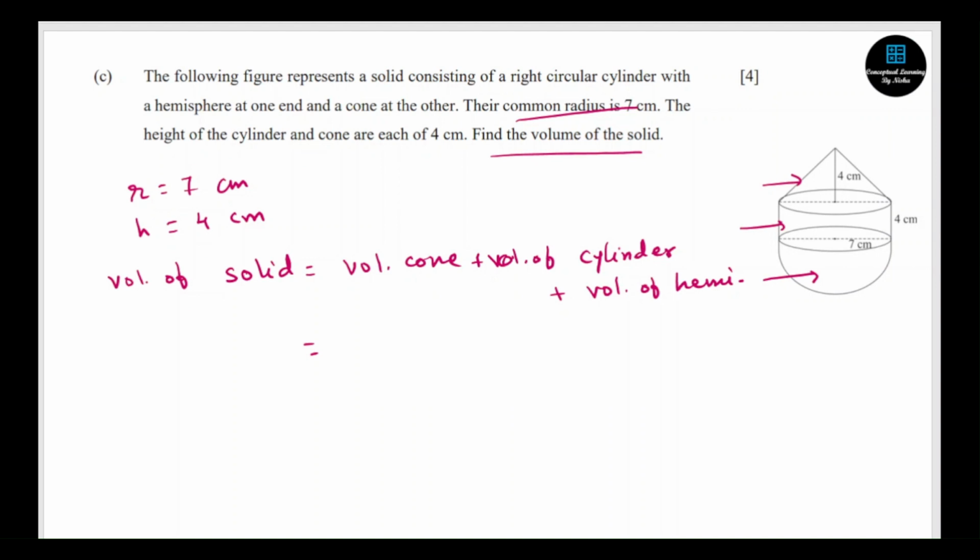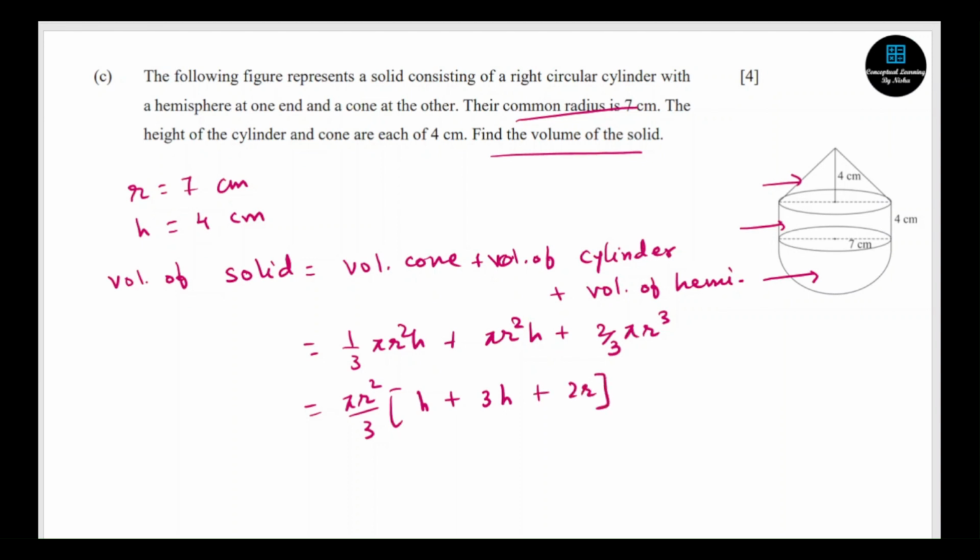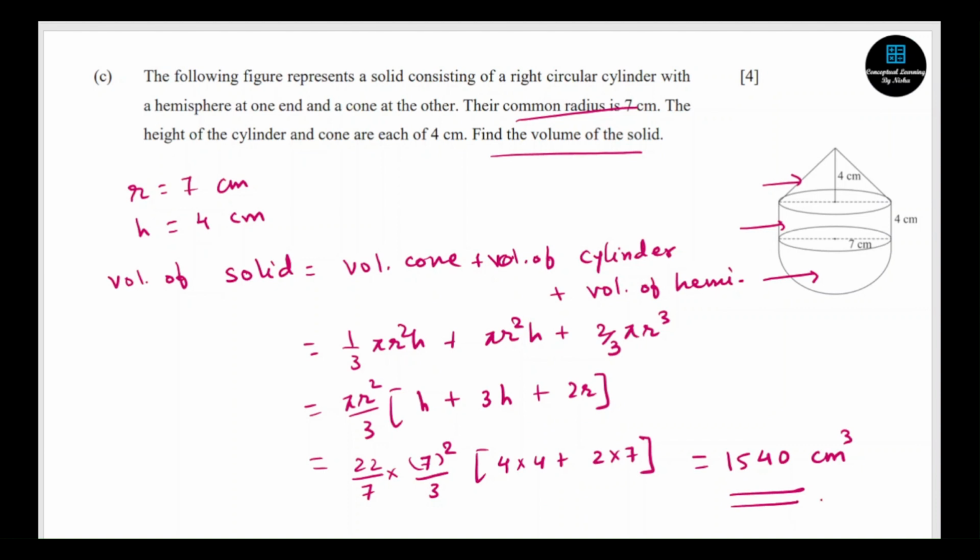Okay, and now substitute all the correct formula and their values. Pi r square upon 3 common. So I'll get h plus here I'll get 3h, and here I'll get 2r, right? And now I'll substitute all the values. I can write my final answer, very easy calculation also. So write the proper unit. Alright, perfect.